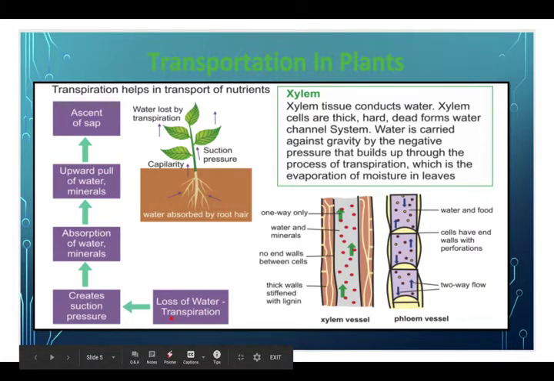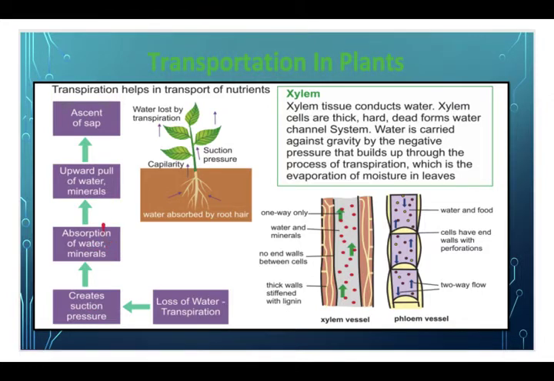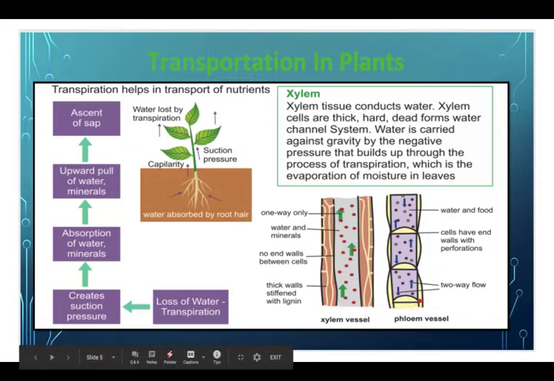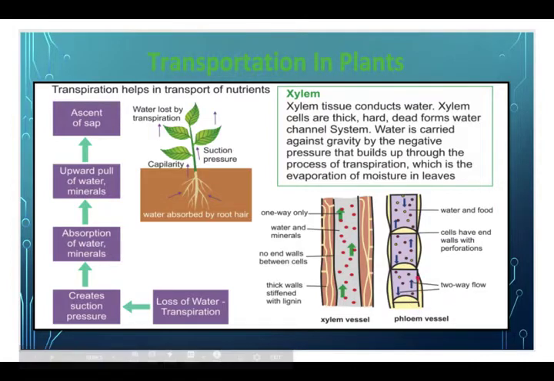and the loss of water by the transpiration process creates a suction pressure which helps in absorption of water and minerals from the root, and then with the help of that suction pressure the upward pull of water and minerals develops, which is known as ascent of sap, and in that way water is transported from roots to the upper part of the body.